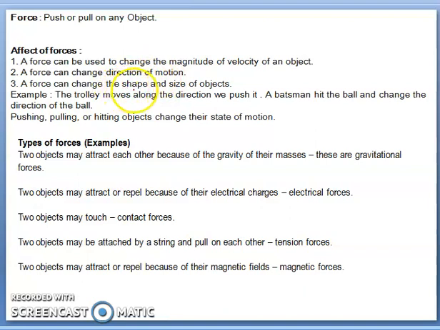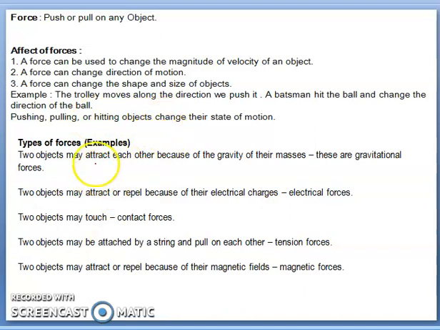Like if someone hits the football or the volleyball, then it changes the direction, right? Suppose the trolley moves along the direction if you push it, or suppose a batsman hits the ball and changes the direction. So that means pushing, pulling or hitting the object changes its state of motion.